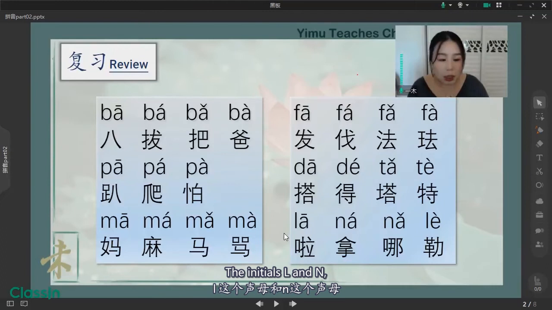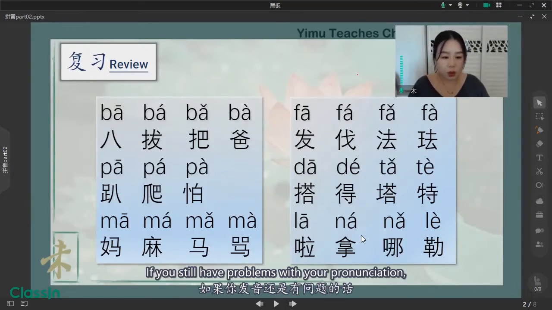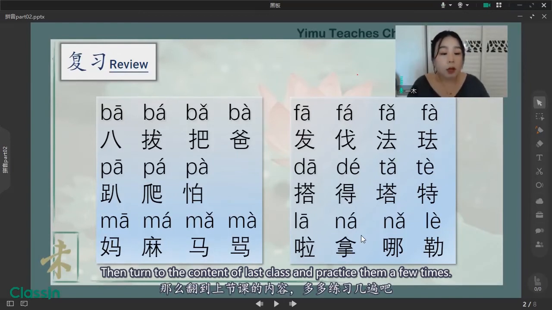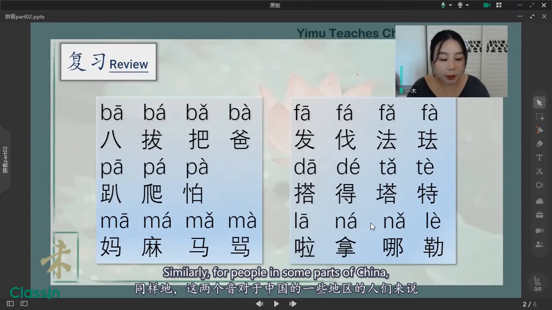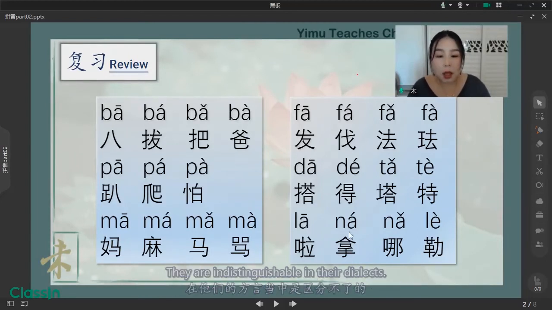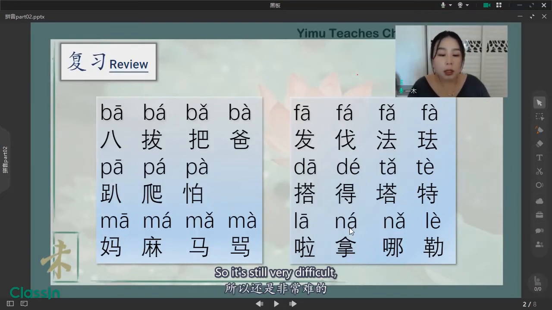The initial l and n, if you still have problems with your pronunciation, then turn to the content of the last class and practice them a few times. For people in some parts of China, they are indistinguishable in their dialect. So it's still very difficult. Come on, everybody.